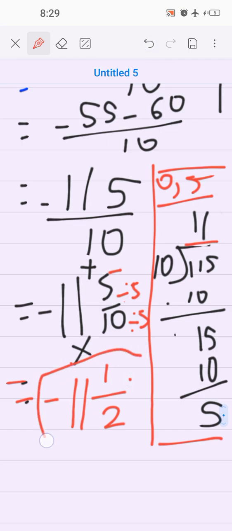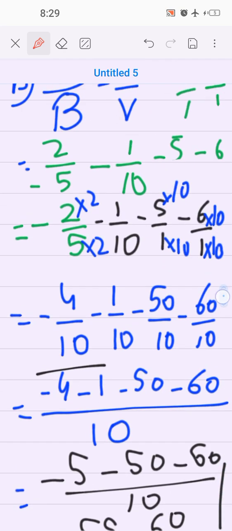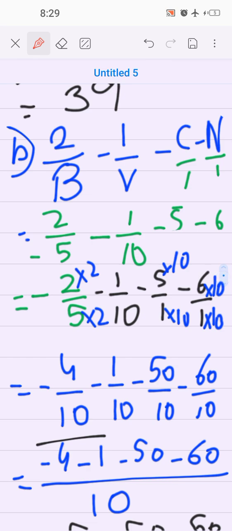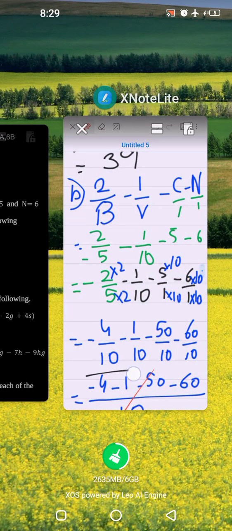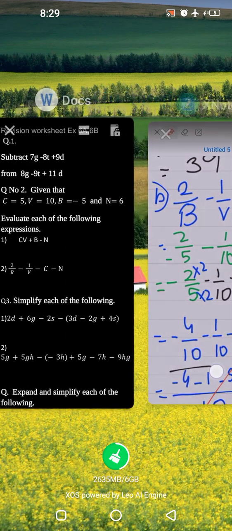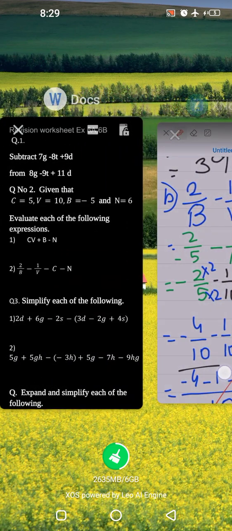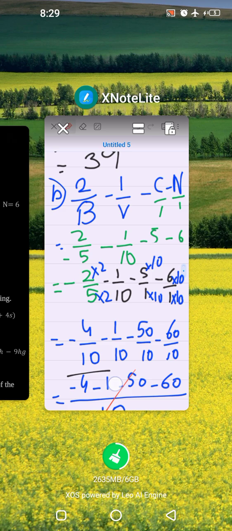Do email me if you have a different answer, if I've made another kind of mistake somewhere here, but I will obviously recheck my work. That's how I want you to do your work. 2 by 5 minus 1 by 10. Have I put in the wrong values? I'm going to check again. B was negative 5, so I made it minus 2 by 5. V was 10. C and N were 5 and 6 respectively.